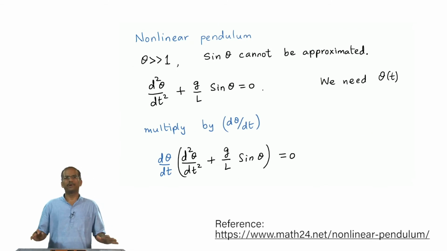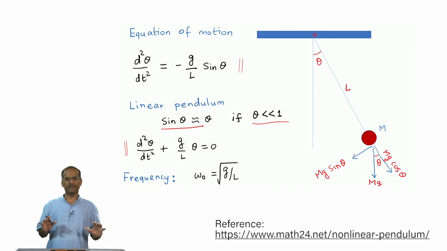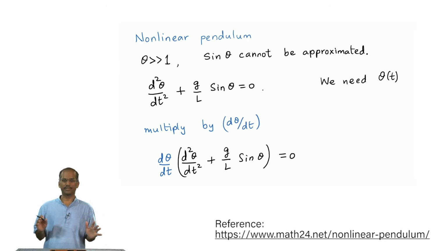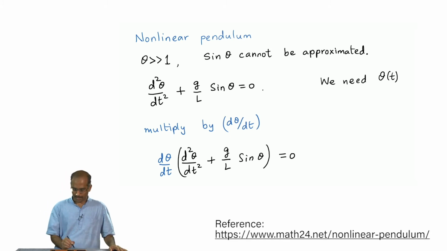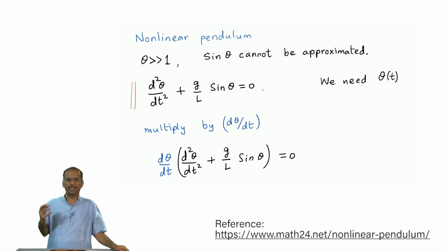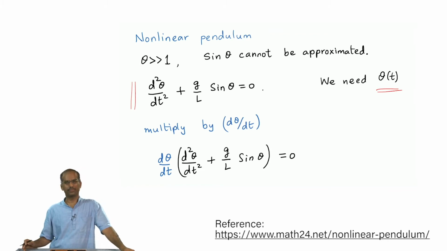Now, I want to work with the nonlinear pendulum in the sense that I do not want to make this simplifying assumption that sin theta can be approximated by theta. So, here the angle is arbitrarily large, so you cannot make that approximation. Hence, I need to work with this full equation of motion. And as usual, the solution that I want is theta of t. We will see if we can even get to that, but that ideally is what I want to obtain.